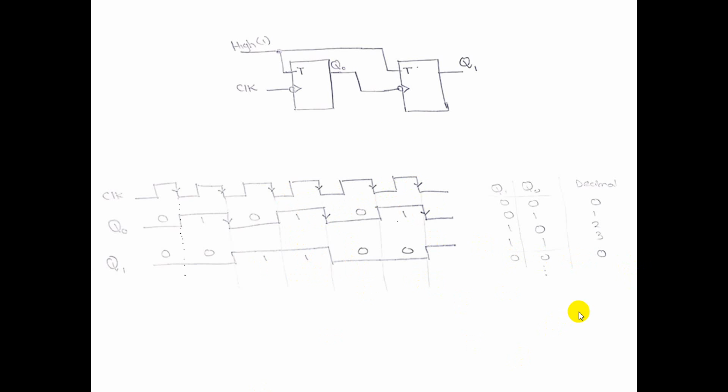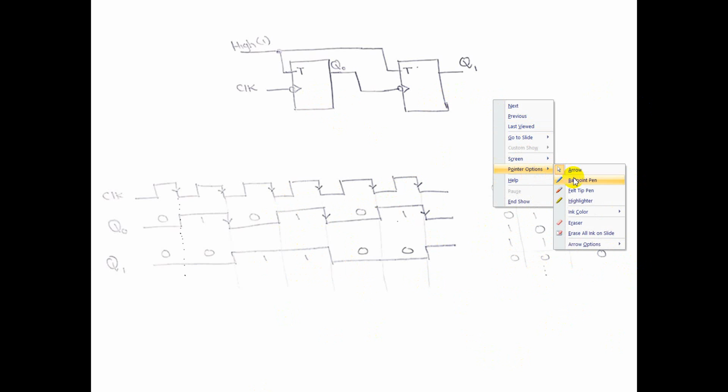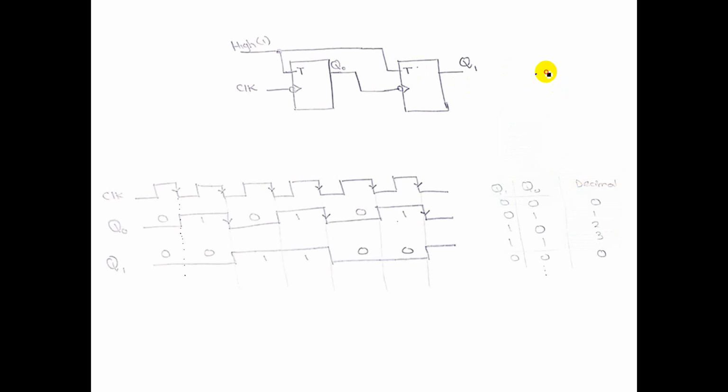Now, the question is, why is it repeating the same pattern after 3? Why is it coming back here? Simple. How many flip-flops do we have? We have 2 flip-flops here. So the total number of counts it is going to perform is 2^n. So it means 2 power 2, which becomes 4. So it will only count 4 numbers, starting from 0 up till 3, and then it will repeat again.